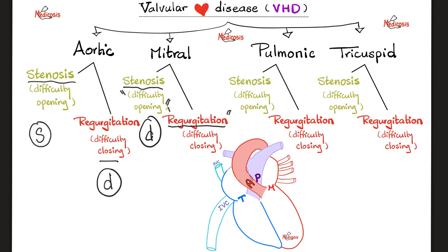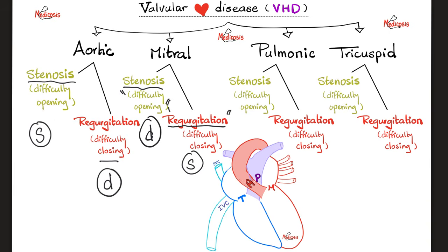Conversely, mitral regurgitation is difficulty at closing. When is the mitral valve supposed to close? During ventricular systole to prevent the backflow of blood from left ventricle to left atrium. During systole, therefore, mitral regurgitation is a systolic murmur.